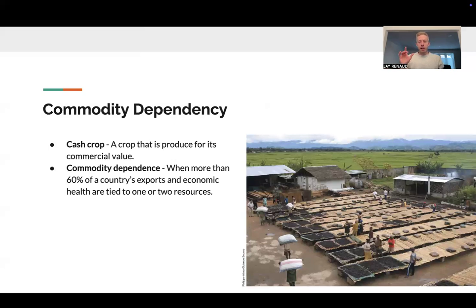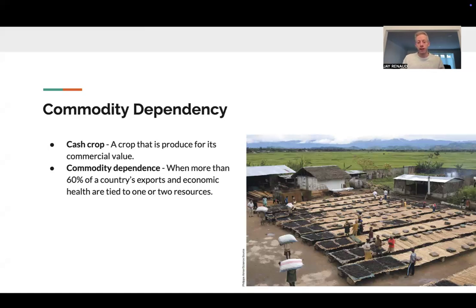Commodity dependence. This is when a country relies upon one or two products for export, and it's more than 60% of a country's exports. I always tell my students, what's a problem with that? Let's say we are dependent upon the export of oil and 90% of our exports are oil. What's a positive of that? Well, when oil prices are high, that's probably pretty good for a country's economy. But what happens when oil prices are low? Well, that country's hit by those low oil prices.